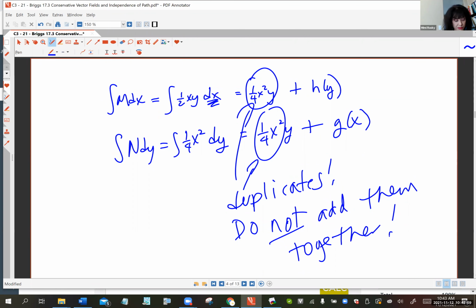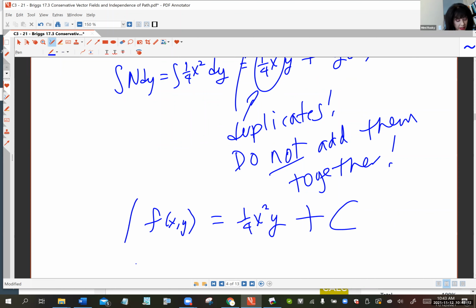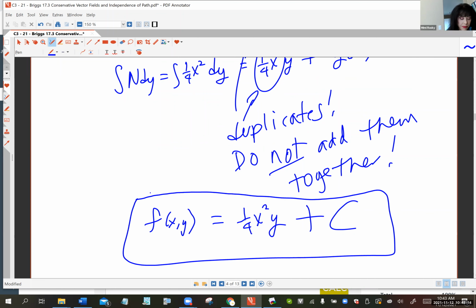You didn't listen. What does that mean? The potential function f(x,y), and I do want you to write f(x,y), write down who this function is equal to: 1/4 x squared y plus some constant. Okay, let's save that for later. We're going to come back to that. The reason why is I want to go over the fundamental theorem of line integrals, and then we're going to apply the fundamental theorem of line integrals. But we need the potential function in order to do it. Yeah, cool.